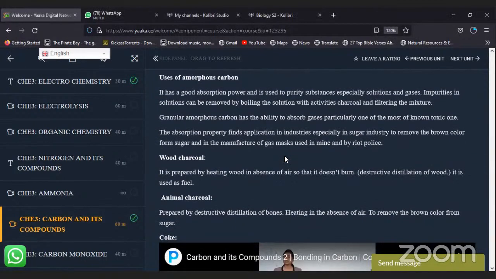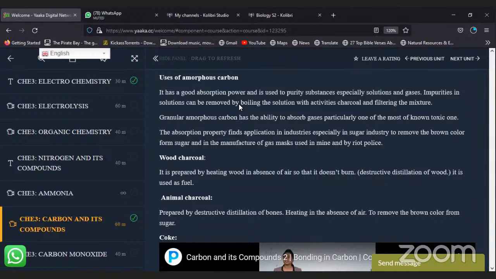All right. Let's look at the uses of amorphous carbon. It has a good absorption power and is used to purify substances, especially solutions and gases. Impurities in solutions can be removed by boiling the solution with active charcoal and filtering the mixture.